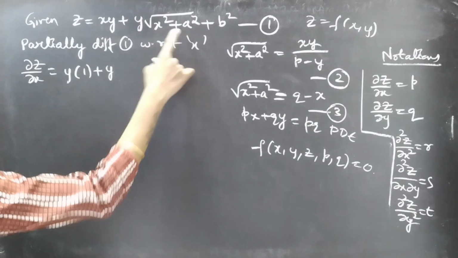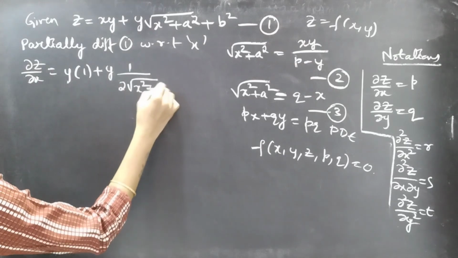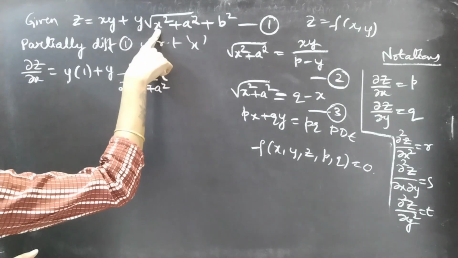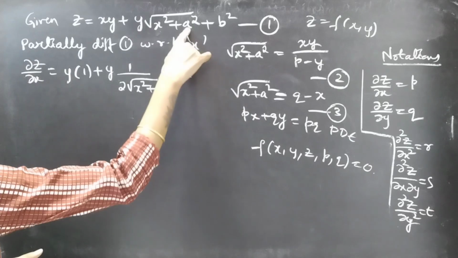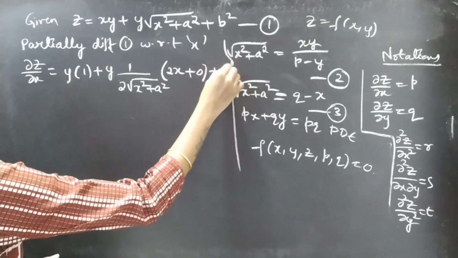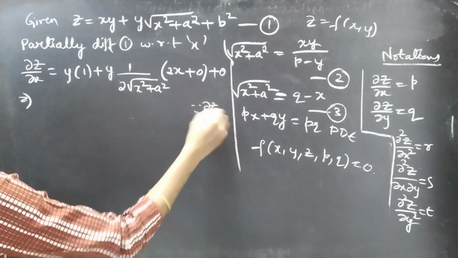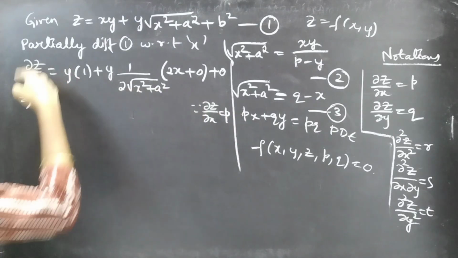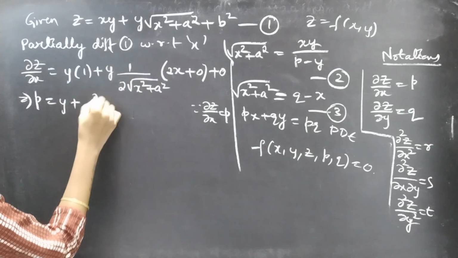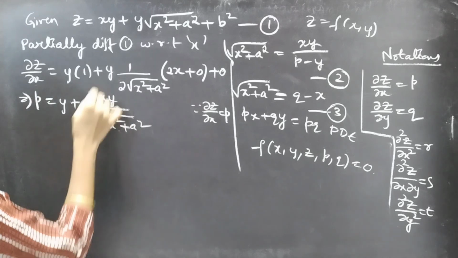into partial derivative of square root of x square plus a square, which is 1 by 2 root x square plus a square into inner derivative, that is partial derivative of x square plus a square. Partial derivative of x square with respect to x is 2x plus partial derivative of a square with respect to x is 0 plus partial derivative of constant with respect to x is 0. Since we have a notation dou z by dou x equals p, we'll replace it by p. You'll get p equals y plus 2xy by 2 times square root of x square plus a square, where 2 gets cancelled.